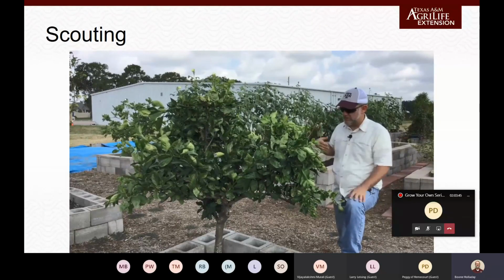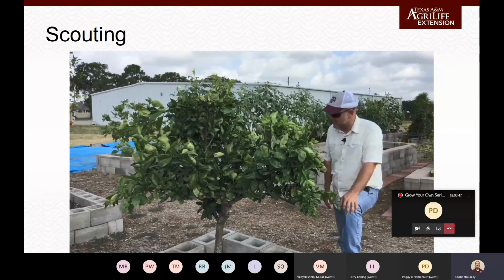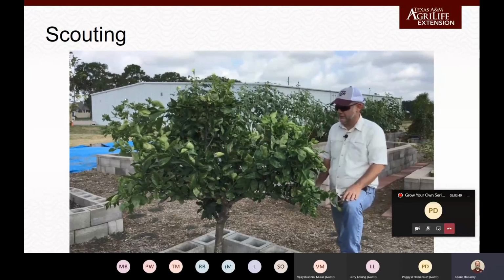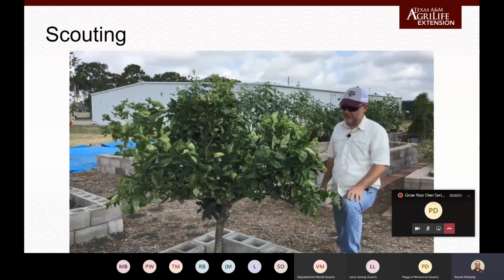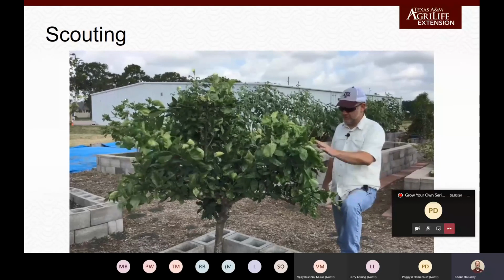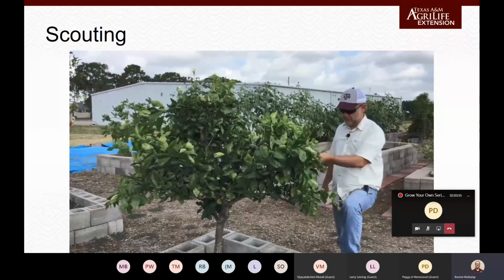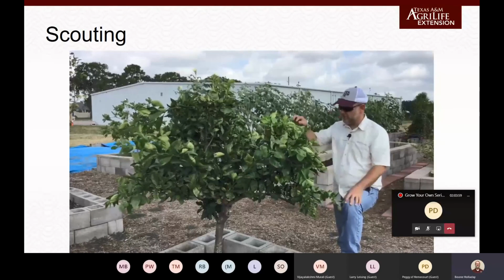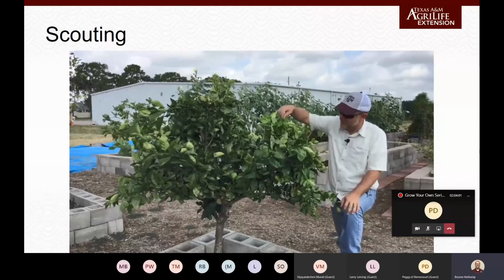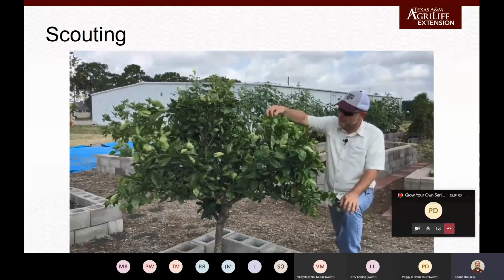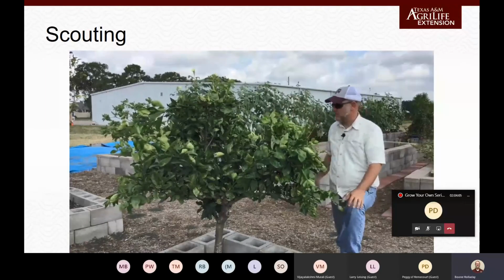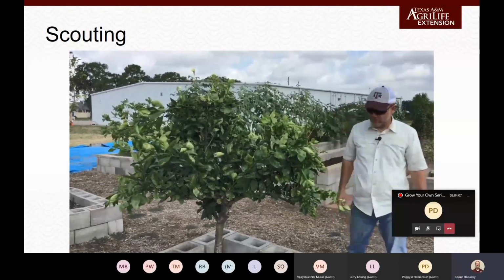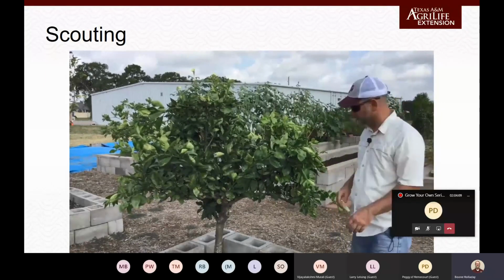This one here is a pretty good example of what we need to be looking around for. Overall, the plant looks pretty good. It's bushy. We've got some new leaves. We've got some larger dark green leaves on here. All this new growth here is this lime green. That's real soft.